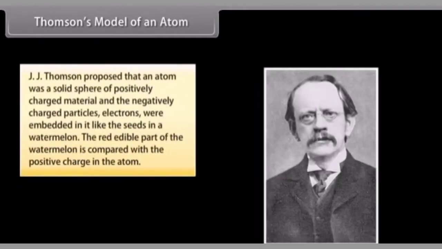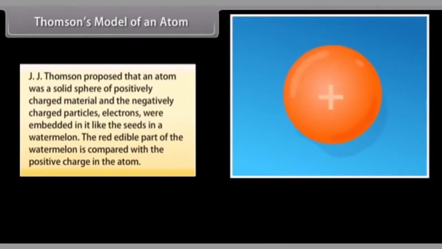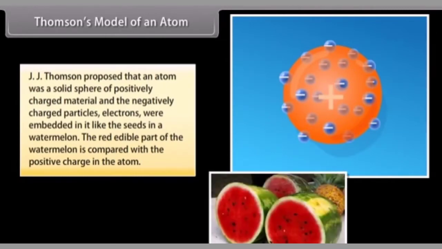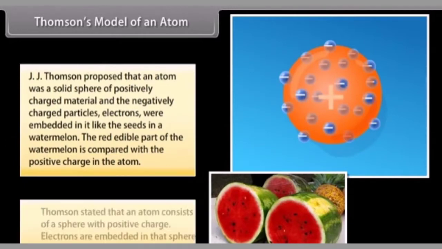Thomson's model of an atom. Dr. J.J. Thomson proposed that an atom was a solid sphere of positively charged material and negatively charged particles, the electrons, were embedded in it like the seeds in a watermelon. The red edible part of the watermelon is compared with the positive charge in the atom.